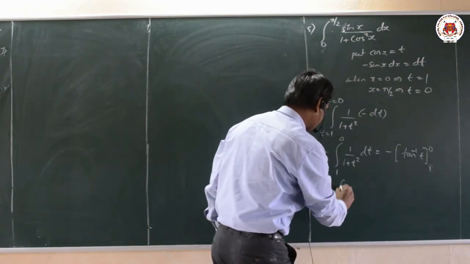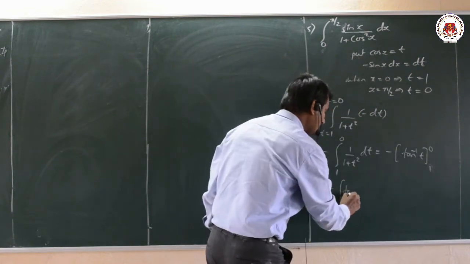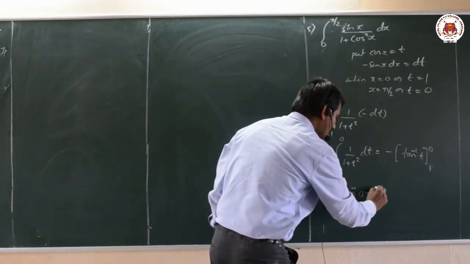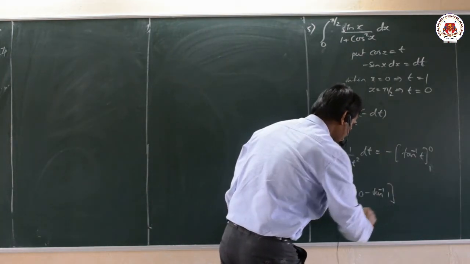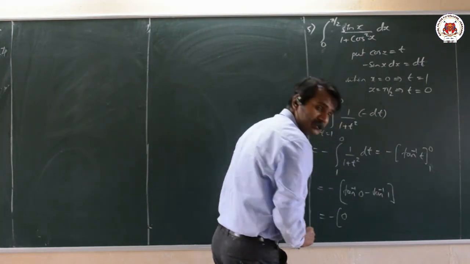Now you can substitute both upper limit and lower limit. That is minus of tan inverse of 0 minus tan inverse of 1. Now what is the value here? Tan inverse of 0 means it is 0.